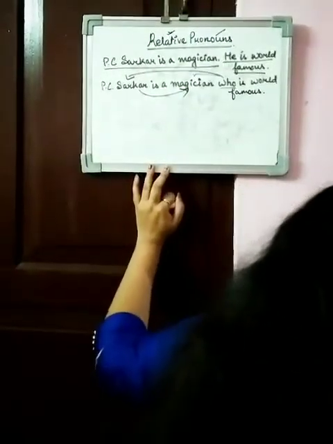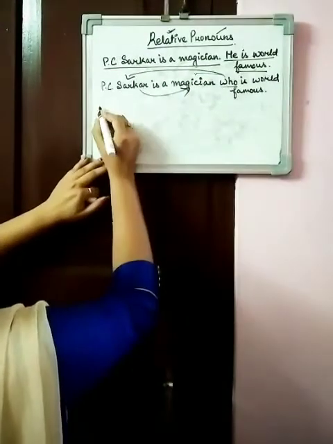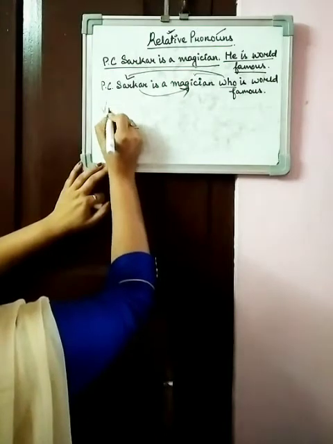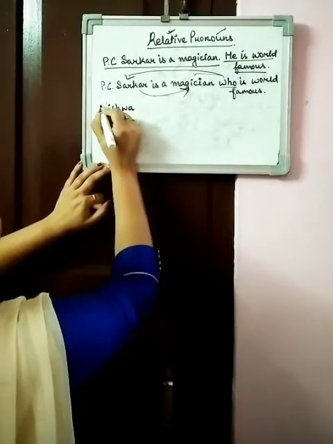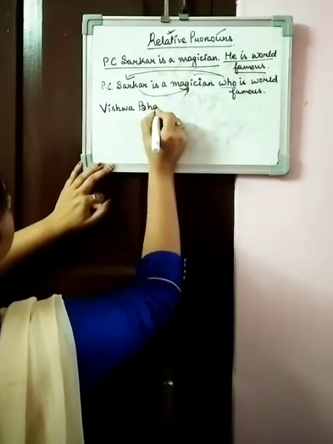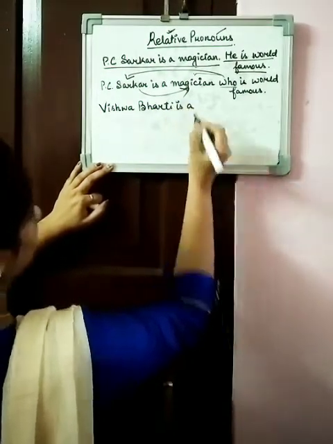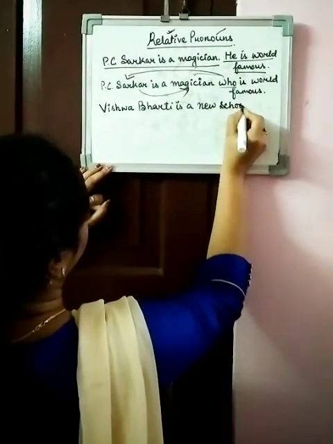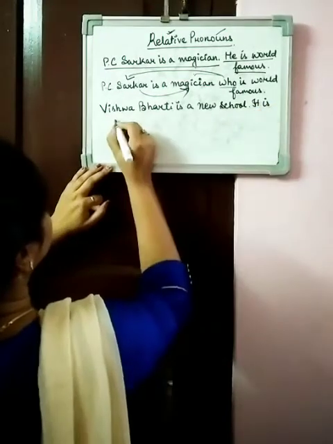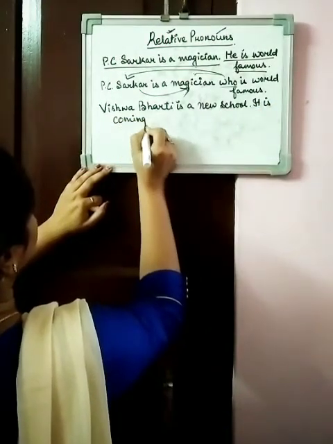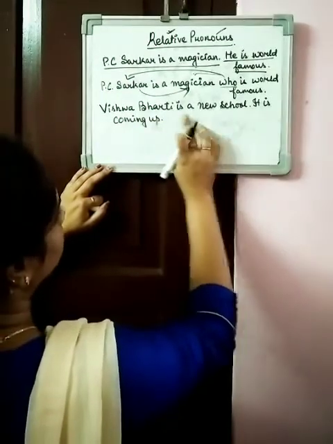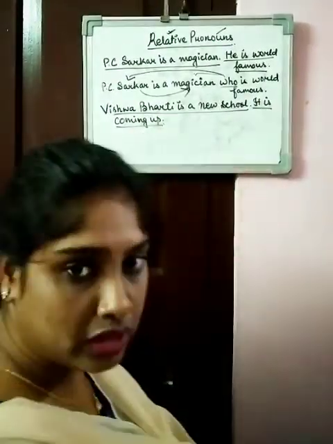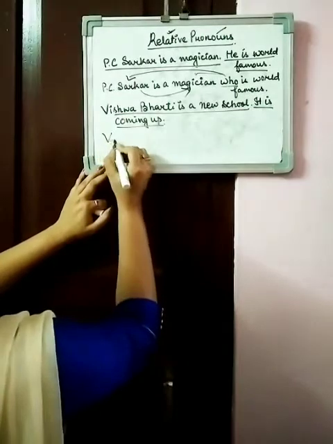Let's take one more sentence, the next one. What is that? Vishwa Bharati is a new school. It is coming up. Now again there are two sentences. Vishwa Bharati is a new school. It is coming up. Again we have two sentences. Now we will make it one sentence. How?